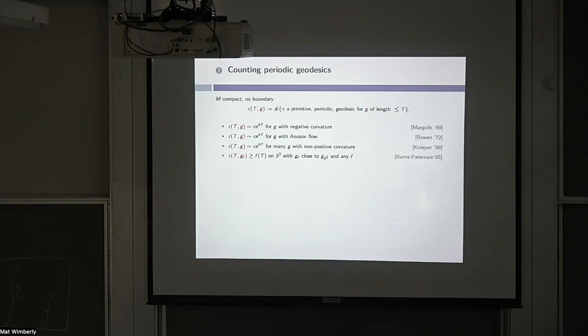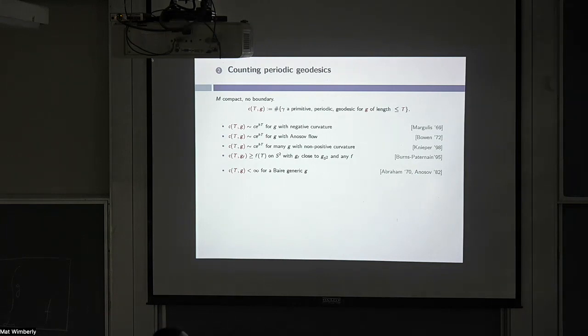All right, so one may ask, okay, this function is not very well behaved. When is it that I can control it? Or what happens at least for most metrics? It depends on what you mean by most, but some results are known. For Baire-generic metrics, the Bumpy metric theorem by Abraham and Anosov yields that the number of periodic geodesics of length up to t is going to be finite for all t. So from a topological point of view, within the space of Riemannian metrics, for almost all metrics this function is going to be finite. And actually, Hingston in '84 proved that this function, as a function of t, is going to go to infinity for a Baire-generic set of metrics.